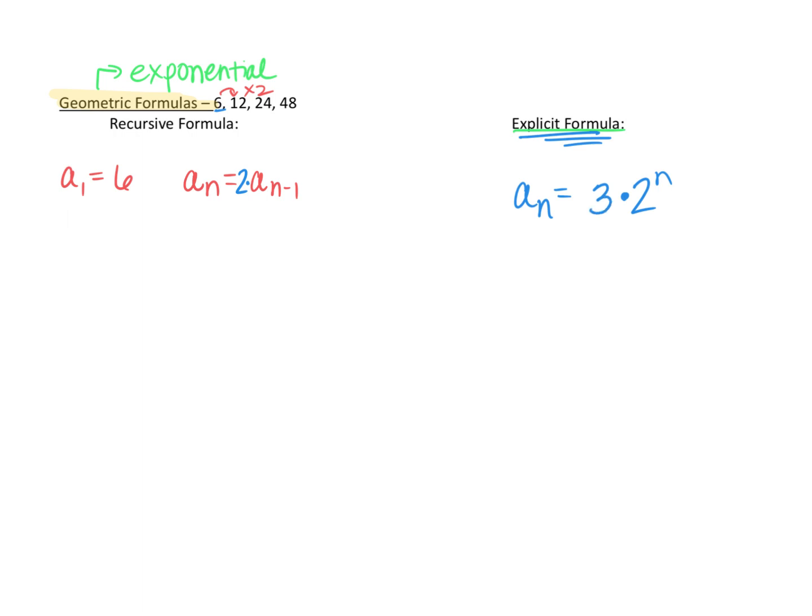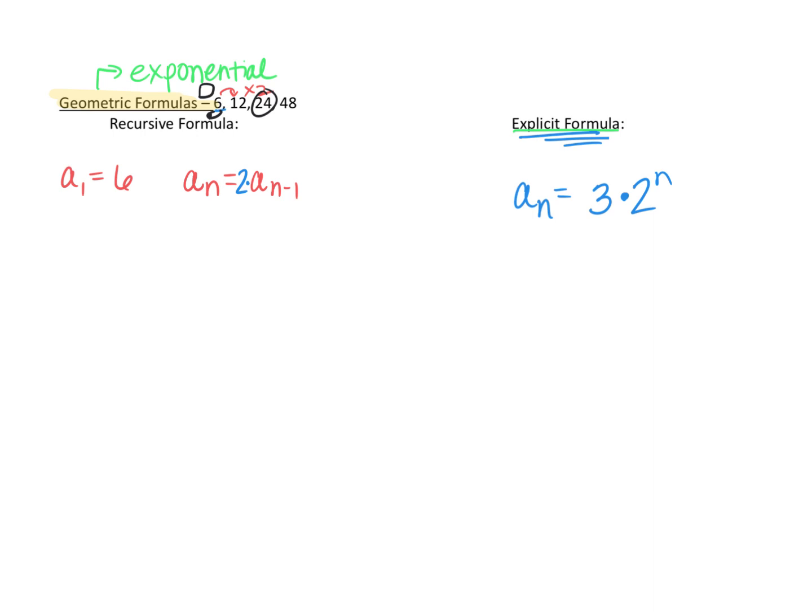Now, if you're ever not sure if that rule is correct, again, I just went back and divided by 3 to get the 0 term. If you're ever not sure if it's right, plug it in. Let's try the third term, which should be 24. So if I do 2 to the third, that's 8 times 3 is 24. So I know my explicit rule is correct. And this should be really familiar because we just did this the other day.